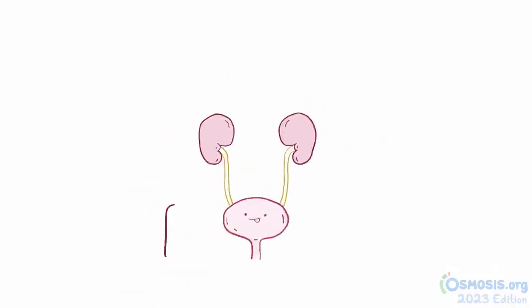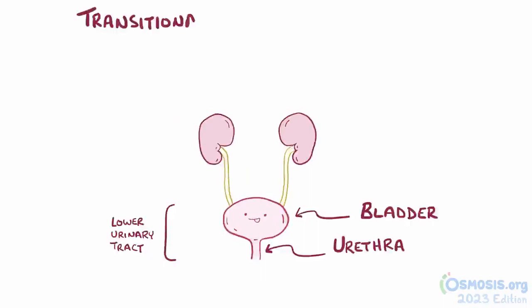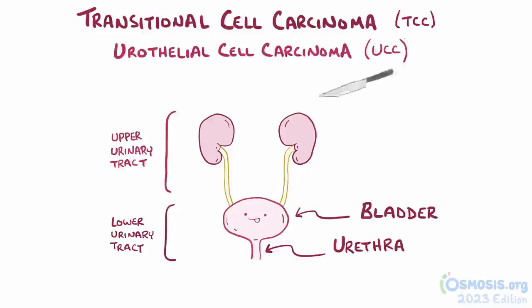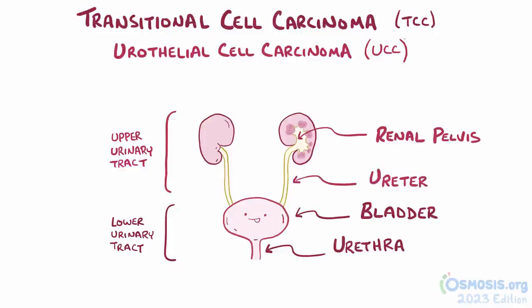The most common form of cancer in the lower urinary tract, or the bladder and the urethra, is transitional cell carcinoma, or TCC. And to be more specific, urothelial cell carcinoma, or UCC. While this cancer can affect tissues in the upper urinary tract, like the renal pelvis and the ureter, it most commonly arises in the urothelium of the bladder.